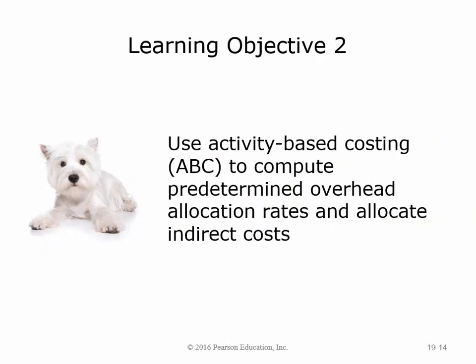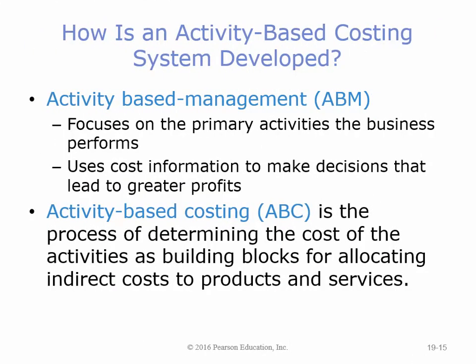So activity-based costing. Let me preface it by saying all it is, is another way to break down the predetermined overhead rate. Another way to be more accurate in allocating the overhead to each job or each product. Other than that, it's not really any different. So you can read that: it focuses on primary activities the business performs, and uses cost information to make decisions that lead to greater profits. It's a process of determining the cost of activities as building blocks for allocating indirect costs to products and services.